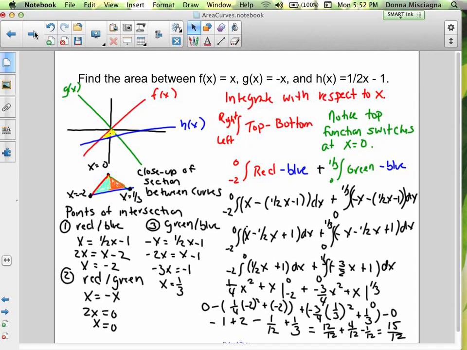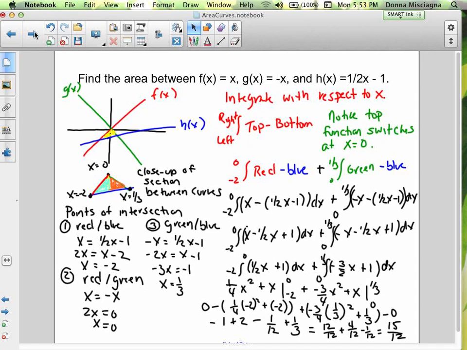So we're integrating with respect to x, which means right top minus bottom, and the values of integration are going to go from left to right. Notice the top function switches at x equals 0. So we start off with red minus blue. The red is on top, and that's from negative 2 to 0. At 0 it switches, and now the green is on top. So we have green minus blue from 0 to 1/3. And these are the steps that you would take to do this. If you put forth this much detail, you will get these correct. Where students make errors is where they don't put forth the detail and they make careless errors.